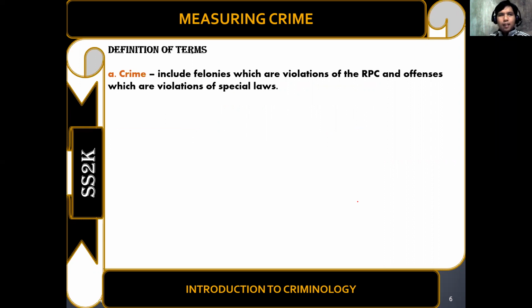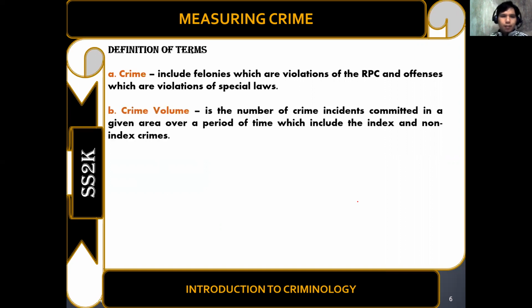ng crime rate at saka yung crime solution efficiency at crime clearance efficiency. So what is crime under this measuring of crime? So crime includes felonies, which are violation of RPC as we have discussed earlier, no? And it also includes offenses which are violation of special penal laws. Okay? When we say crime volume in this subject, it pertains to the number of crime incidents committed in a given area over a period of time, which include the index and non-index crime.